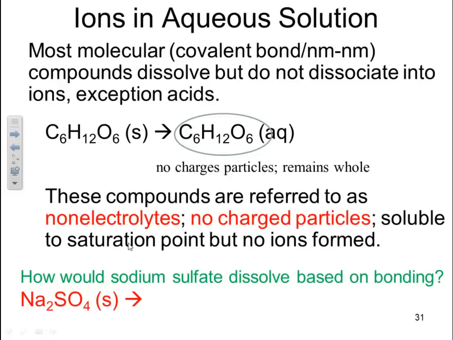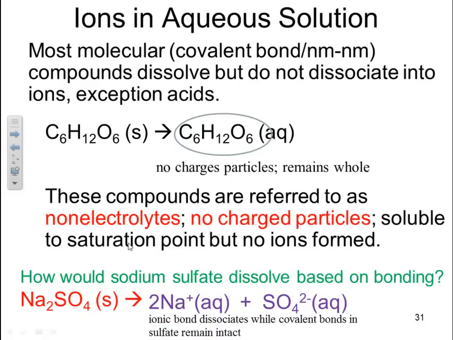The only thing that's going to dissolve then is those ionic bonds. Covalent bonds will not, as demonstrated in our glucose example above. So what we're saying here is that sodium ion and that sulfate ion bond is going to dissolve, breaking into ions. So what's going to happen is we'll find 2 sodium ions and 1 sulfate ion. The aq behind it symbolizes that there's ions in solution. The ionic bond dissociates while the covalent bonds in sulfate remain intact. These are important concepts and definitions you need to understand as we move on later in other sections in this semester.